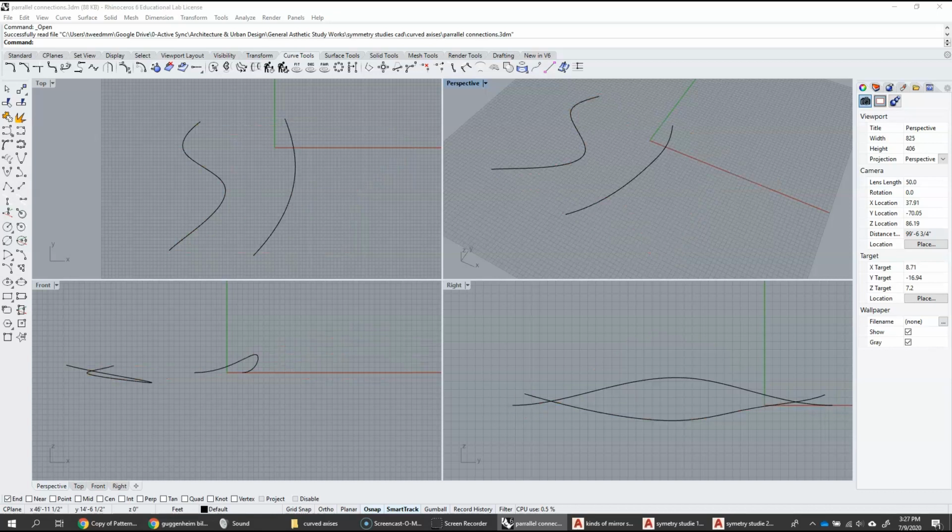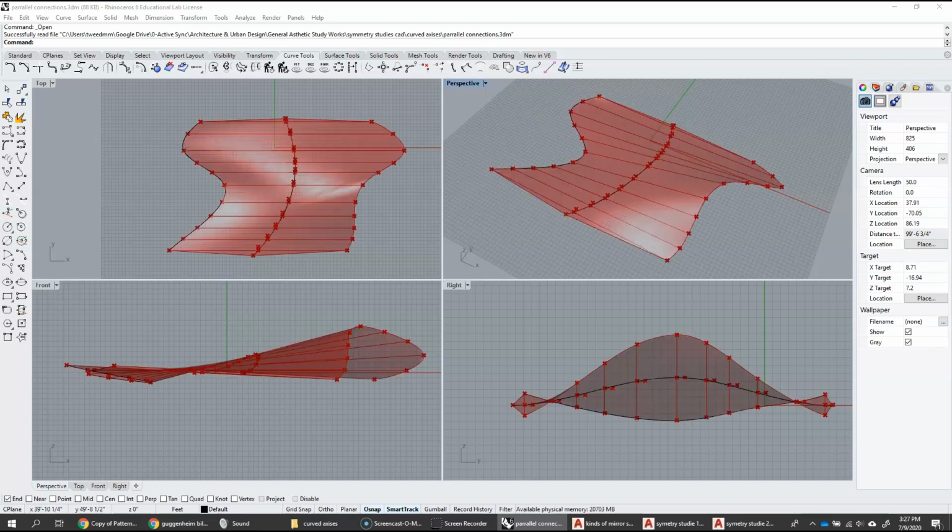In fact, if I turn off the Rhino work just for a second, or sorry, turn off the Grasshopper work, the only thing I actually drew in Rhino was this curve and this curve. All right, and if I turn the whole system back on in Grasshopper, what it's doing is it's finding a third edge and then creating a surface between those three lines, right?